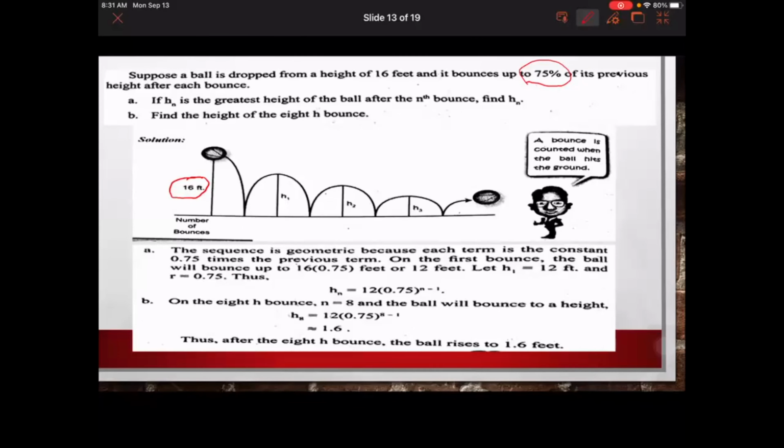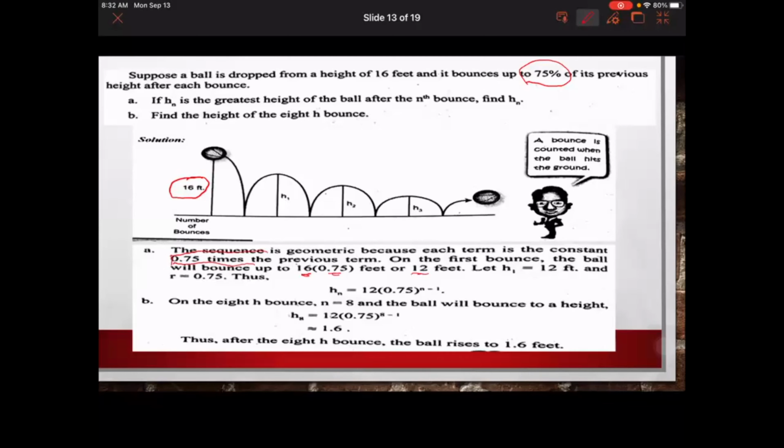So, greatest height of the ball after the nth bounce. The greatest is pinakamataas na. So, the sequence is geometric because the term is a constant 0.75 times the previous. Ito yung 75% is equal to 0.75. Now, what you are going to do is magkakaroon tayo ng 16 times 0.75. The answer will be 12. Ayan. So, ito ay magiging 12 na.